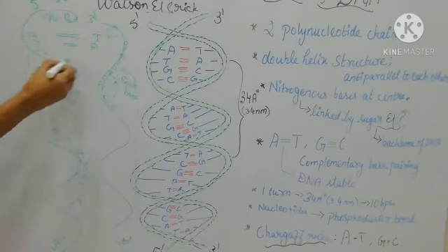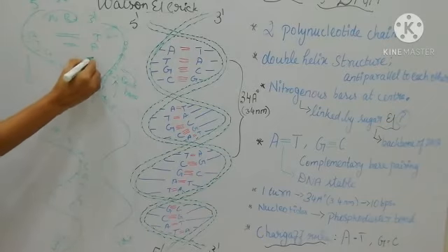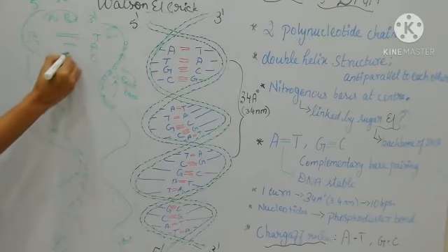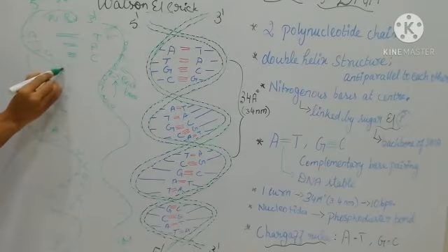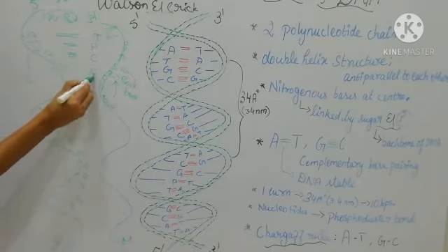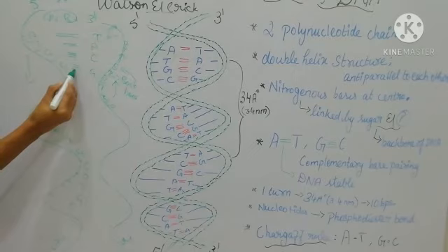Then guanine is the purine. This guanine will always pair with cytosine with how many bonds? With three hydrogen bonds. Three hydrogen bonds will be present. And this cytosine will pair with guanine, with three hydrogen bonds.